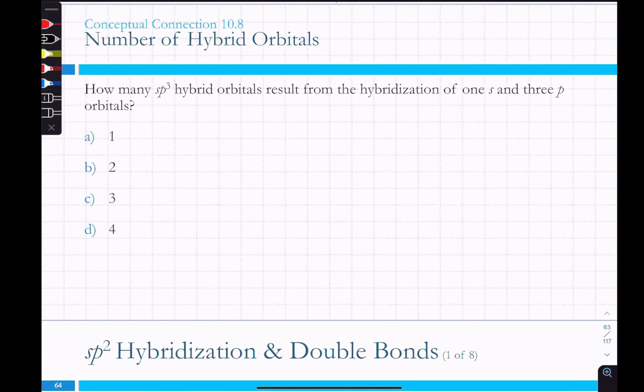So how many sp3 hybrid orbitals result from the hybridization of 1 s and 3 p's? 4, quattro, yon.